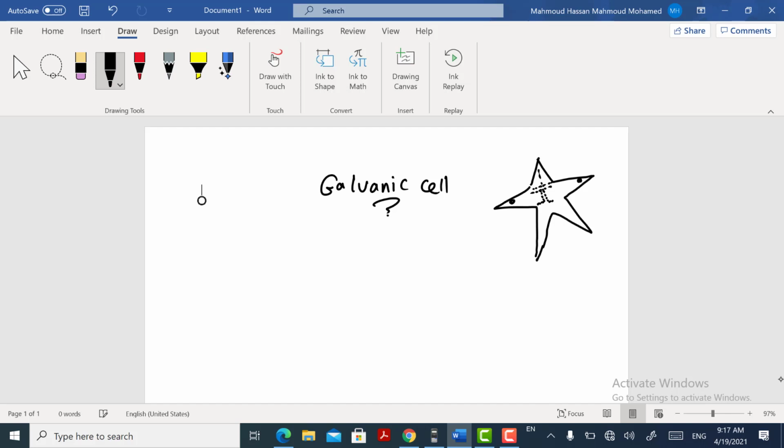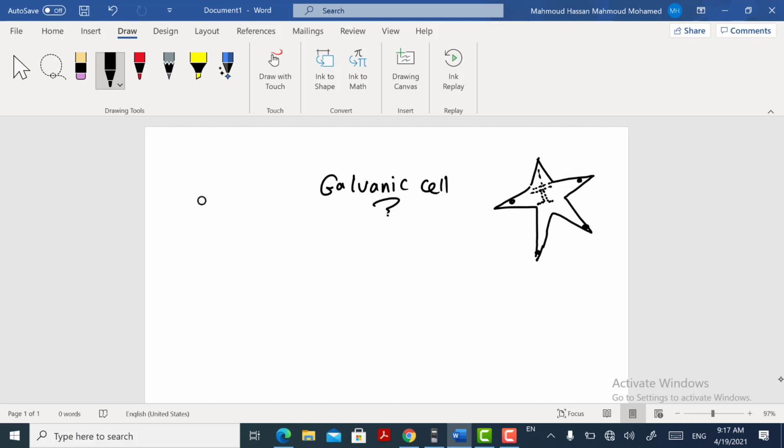He began to notice that he would find movement in the leg of the frog. In this period, Galvani said that the movement of the leg of the frog was due to an electrical charge, and designed the first galvanic cell.